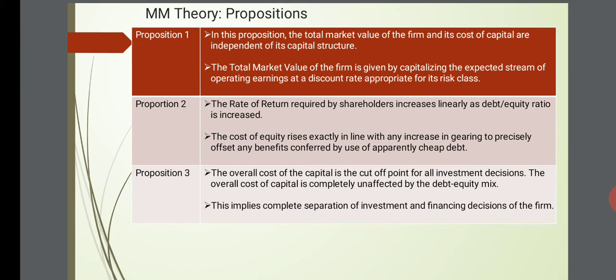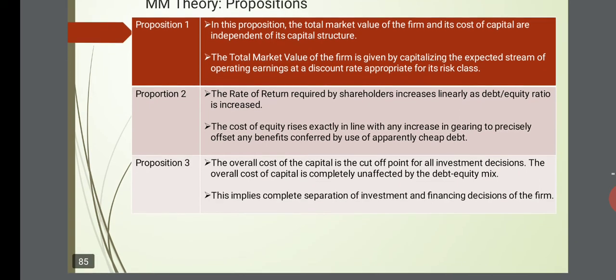Theory propositions. This is a more important proposition. It proposes three propositions in theory. Theory proposition 1: in this proposition the total market value of the firm and its cost of capital are independent of its capital structure. The total market value of the firm is given by capitalizing the expected stream of operating earnings at the discount rate appropriate for its risk class. So whatever future earnings are there, we discount them and we can get the valuation of the firm.